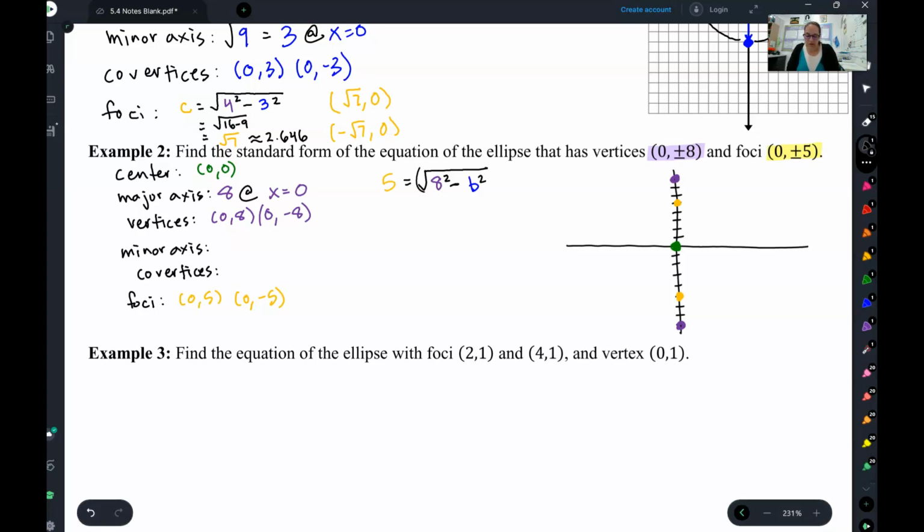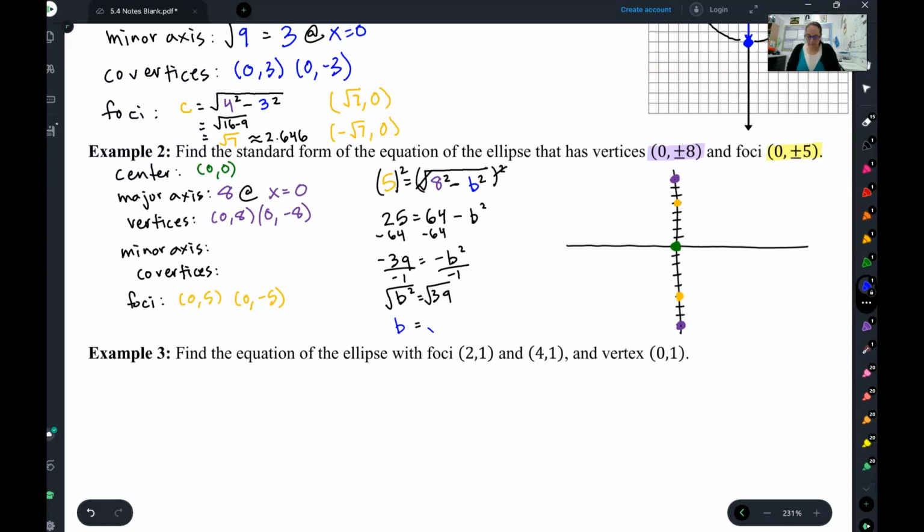So once I have this all put together with this equation, I can actually solve for how long my minor axis is. So I'm going to square both sides, get rid of that square root. 5 squared is 25. 8 squared is 64 minus b squared. So let's subtract 64 from both sides. And I get negative 39 equals negative b squared. Divide by negative 1, I get b squared equals 39. Square root that, and I get b equals the square root of 39. So there is my minor axis. So my minor axis is square root of 39.